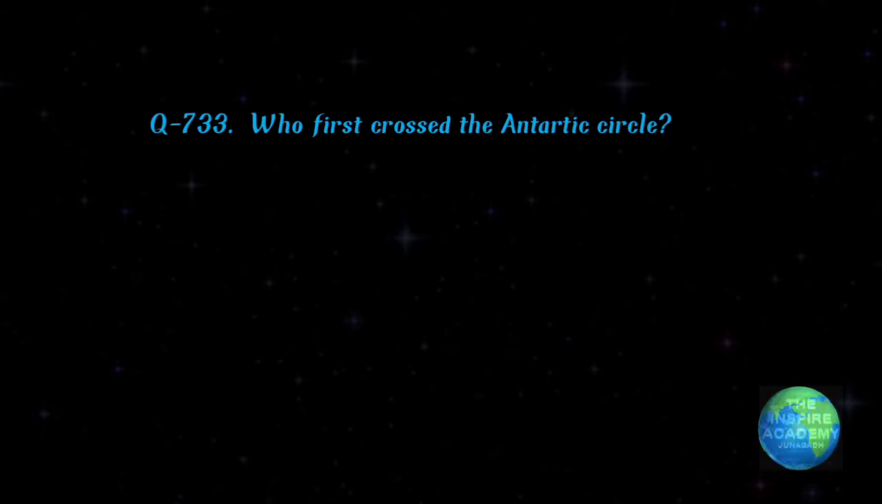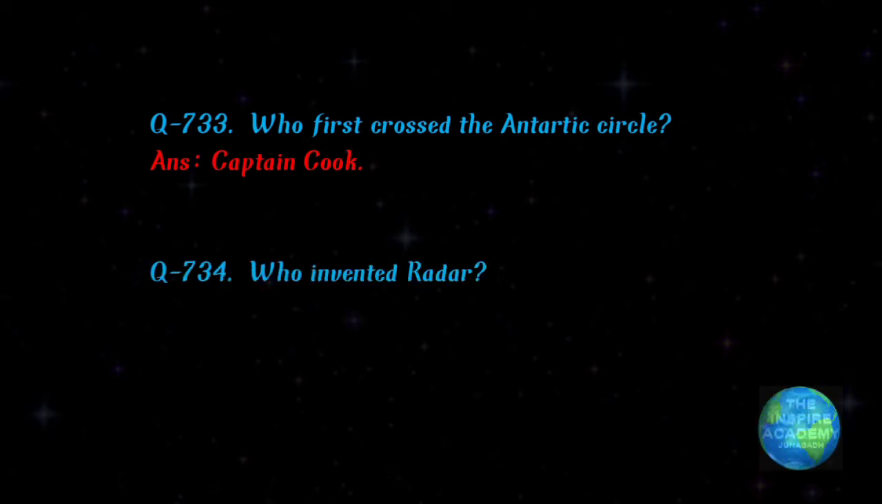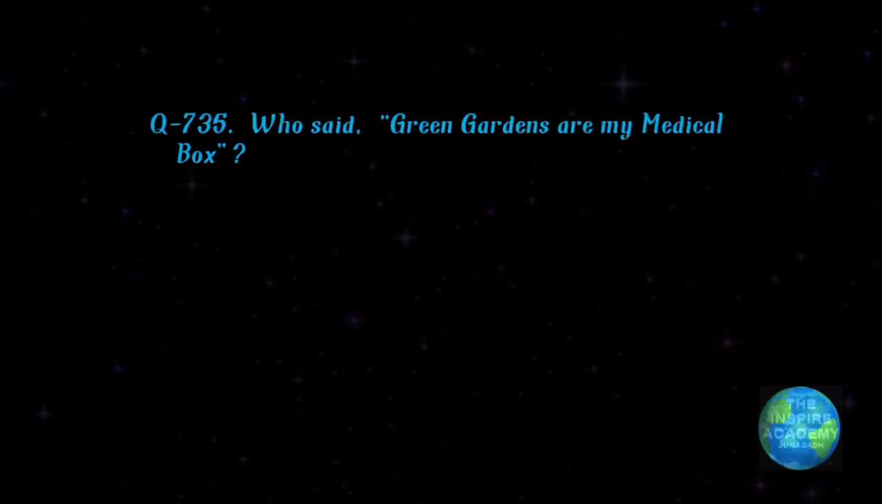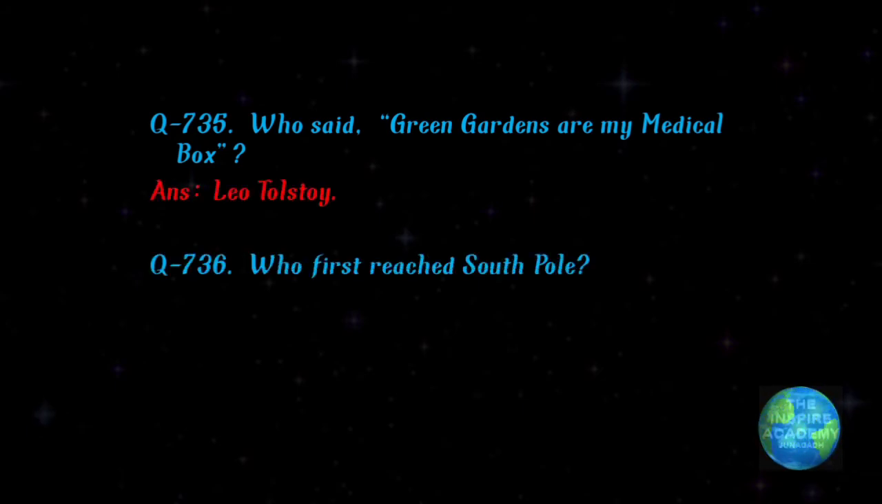Who first crossed the Antarctic Circle? Captain Cook. Who invented radar? R. Watson Watt. Who said green gardens are my medical box? Leo Tolstoy. Who first reached the South Pole? Amundsen.